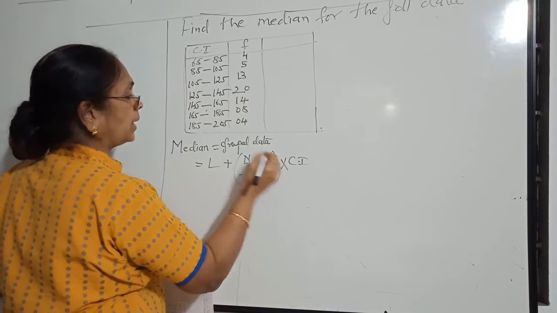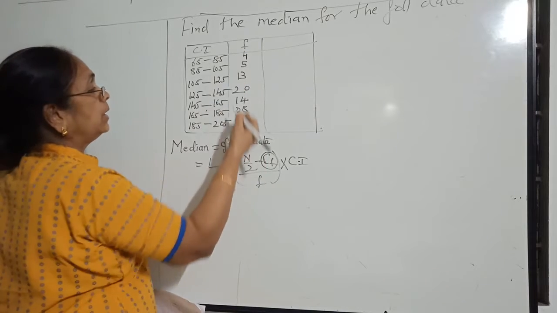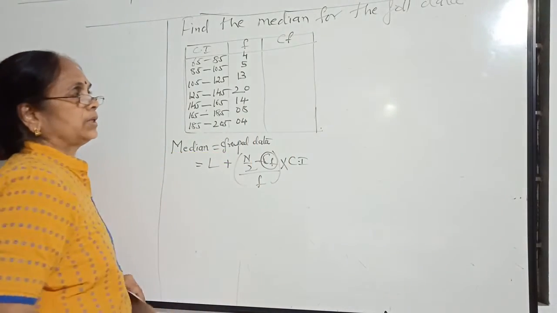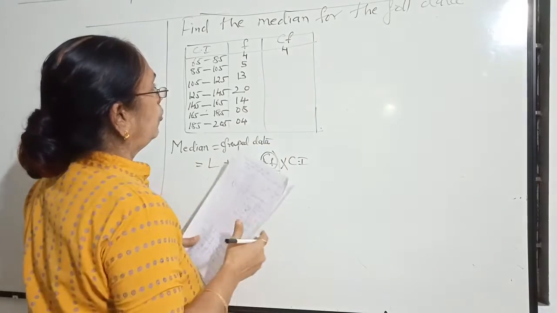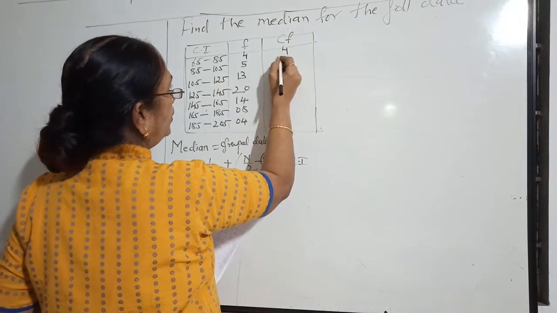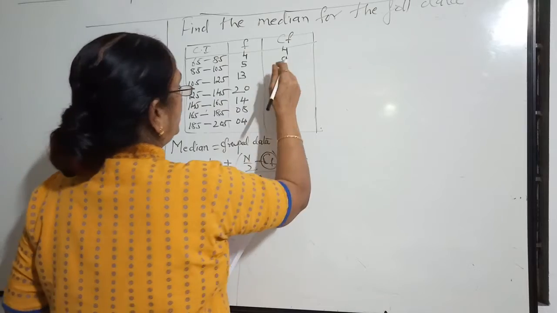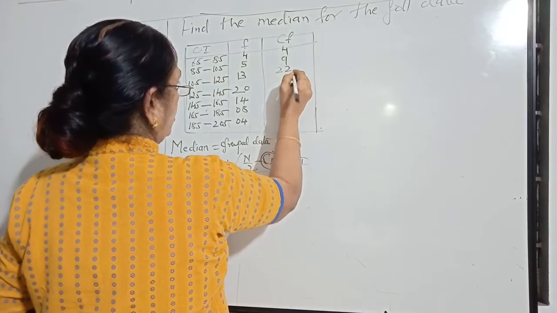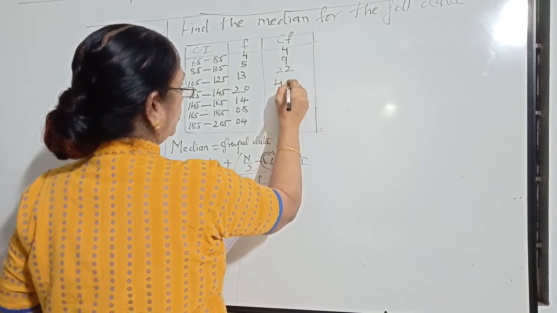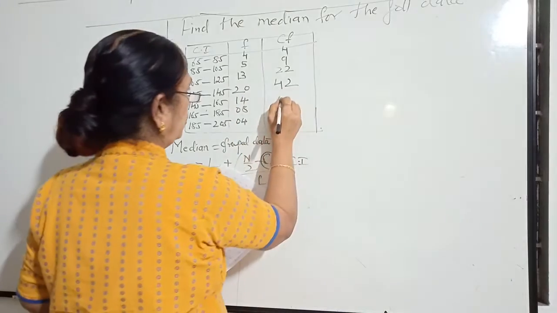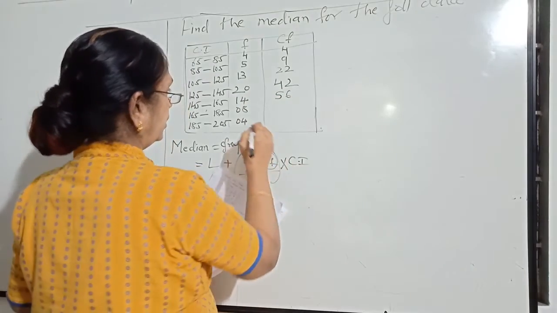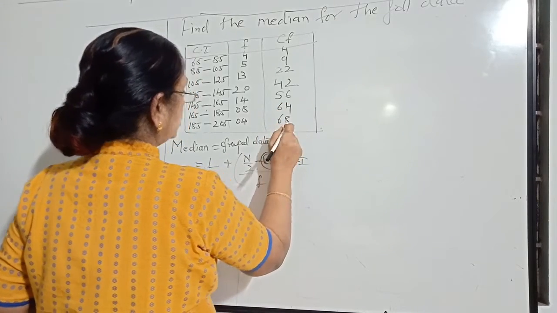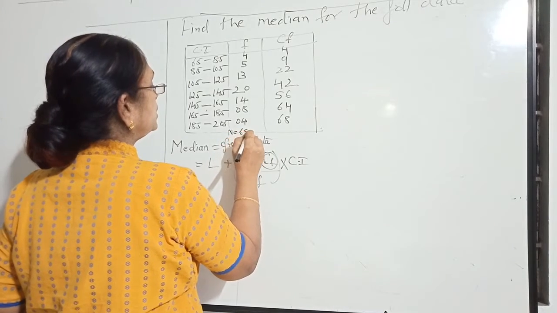Now you have to see this one, CF. N is easy, N is the number of scores. What is the CF? CF is nothing but cumulative frequency. First number write as it is, 4. Then you go on adding: 4 and 5, 9. Then 9 and 13 comes up to 22. Then it comes up to 42. 42 and 14 comes up to 56. 56 and 8 comes up to 64. And the last is 68. So N is 68.